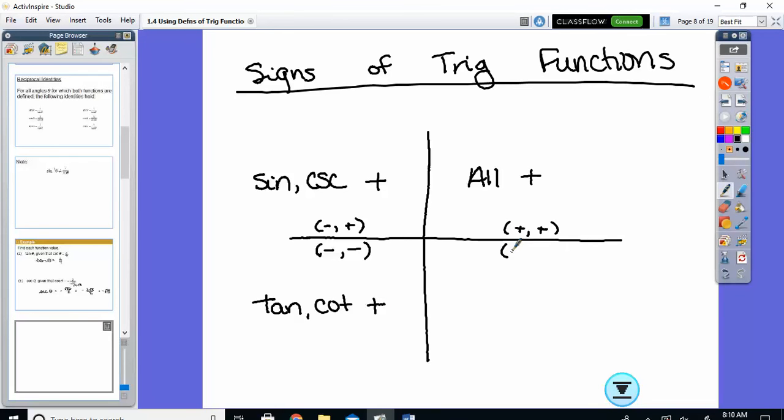So in quadrant 4, x is positive, y is negative. So is sine positive or negative? Negative. Cosine is positive, and tangent would be negative. So cosine and its reciprocal secant are positive. Everything else is negative. Alright, now, do you have to memorize this?